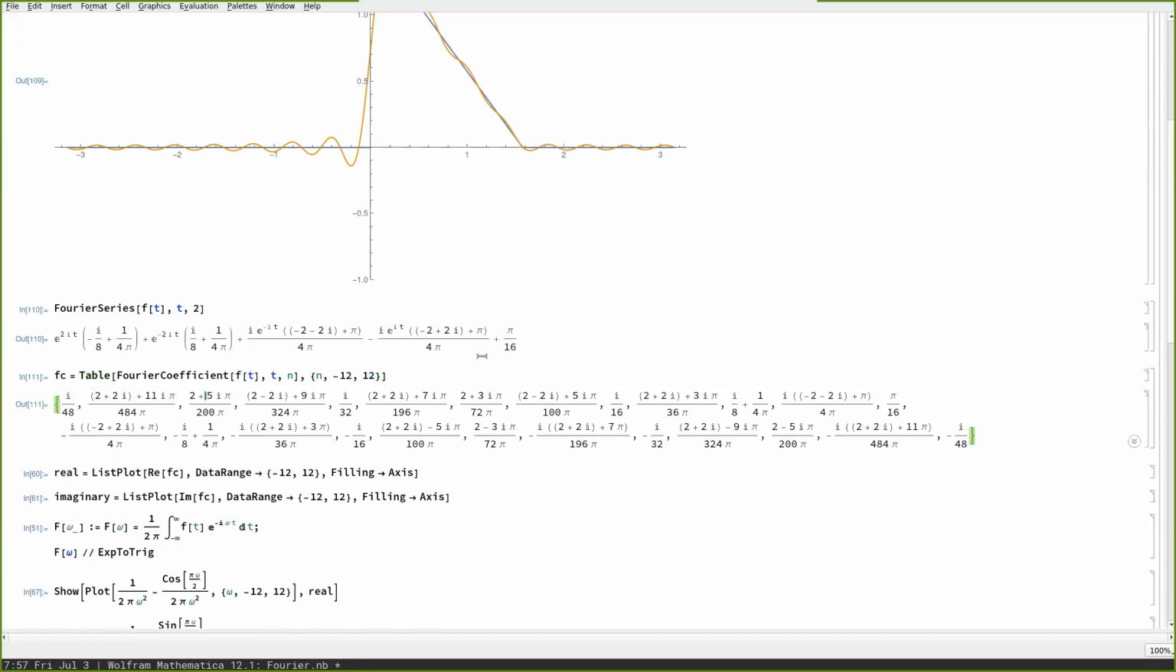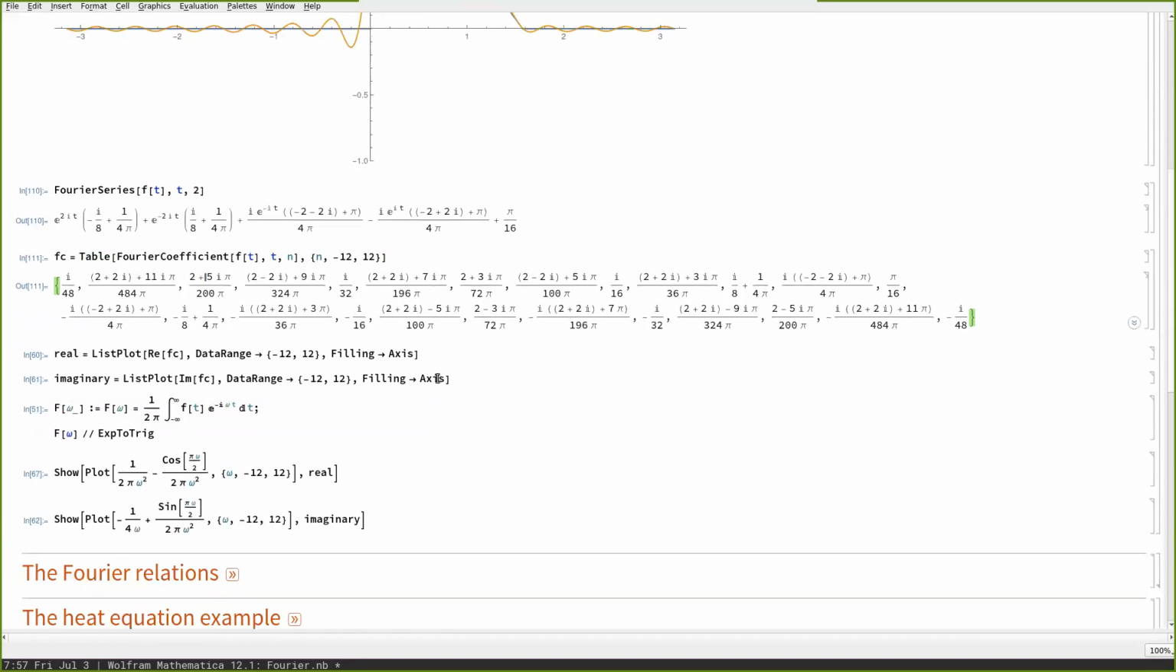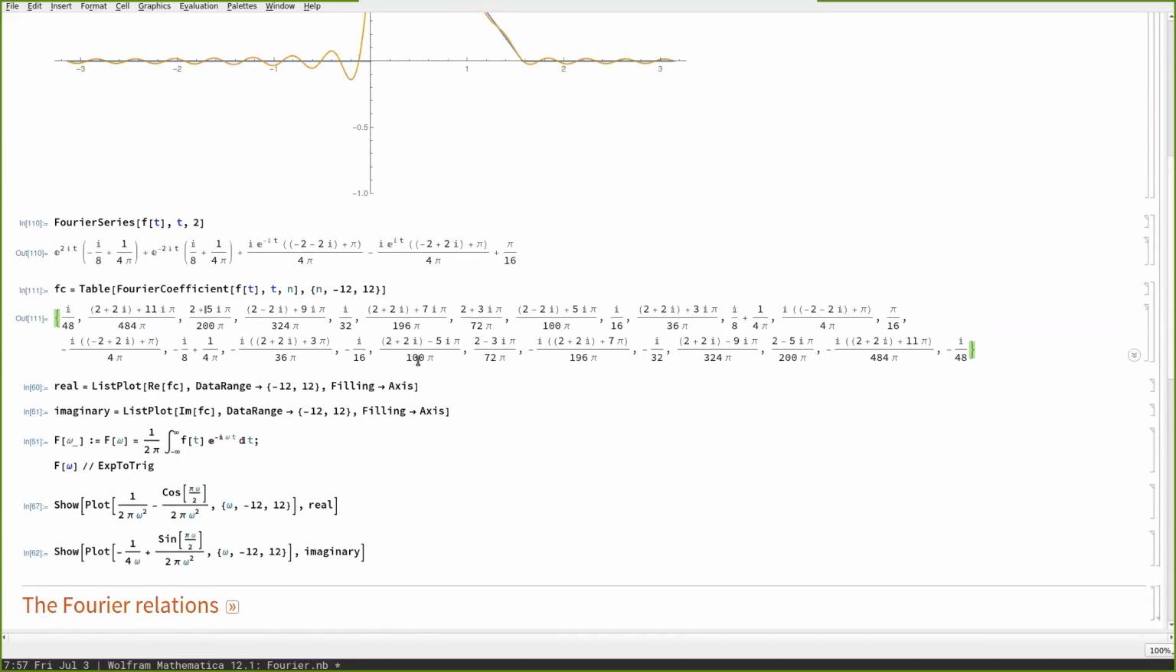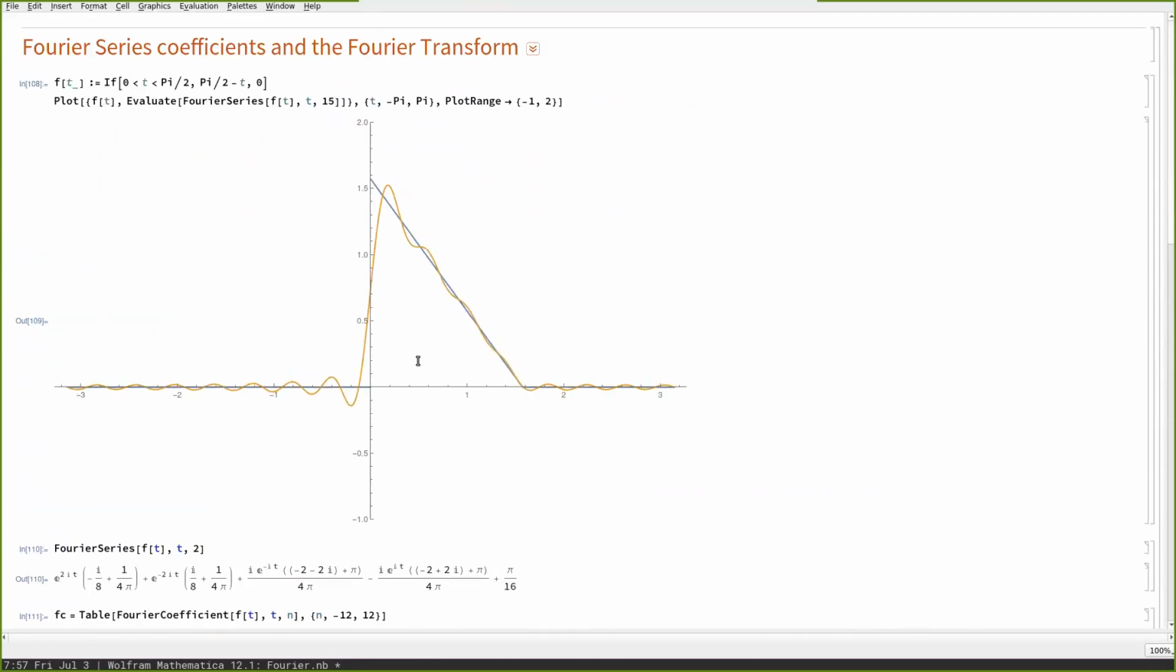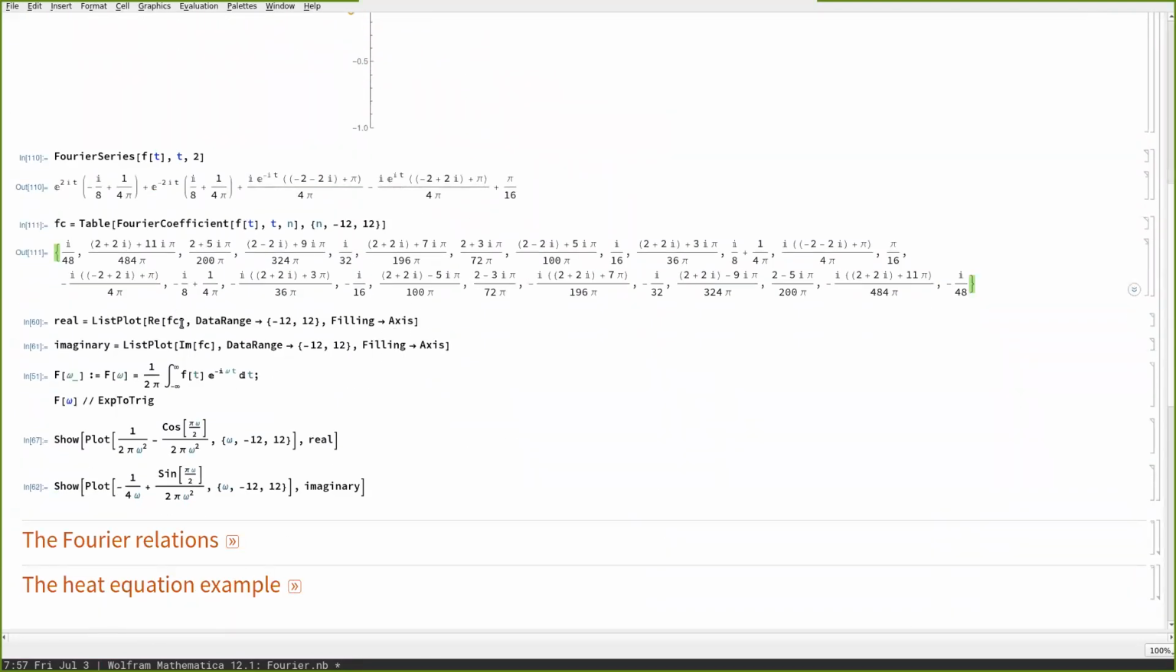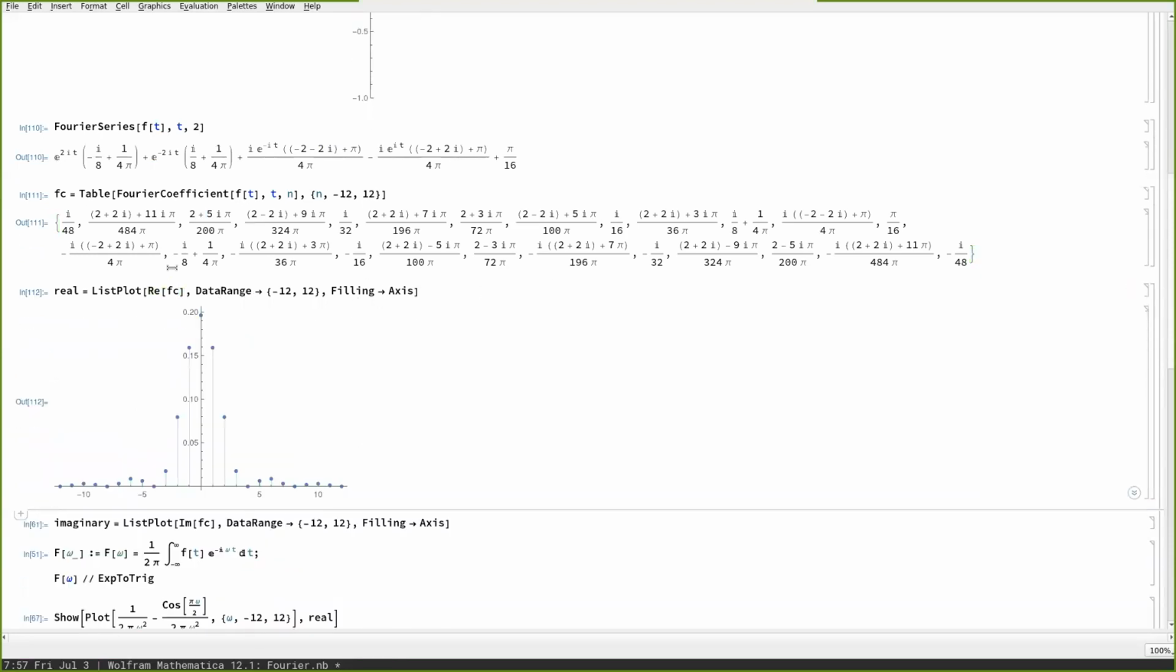Okay, so I have this list of Fourier coefficients. I want to show you that I can get this same list from the Fourier transform. Okay, so first I'm going to plot this list. Now this list has complex numbers in it. Complex numbers have a real and an imaginary component. So the first thing I've plotted here is the real component of each number on this list.